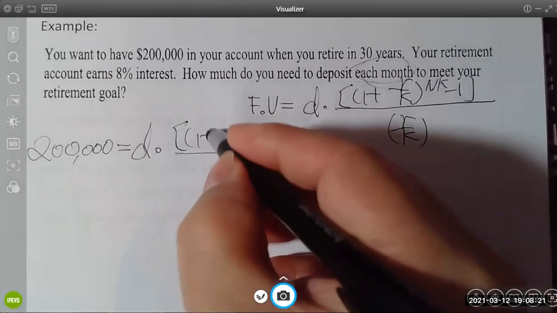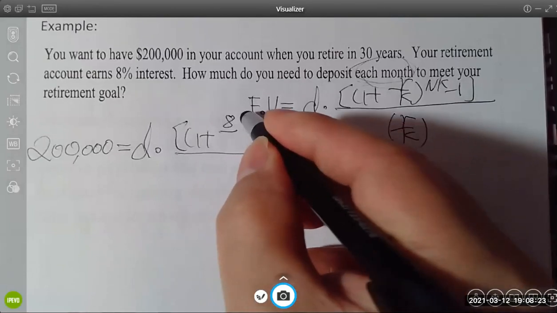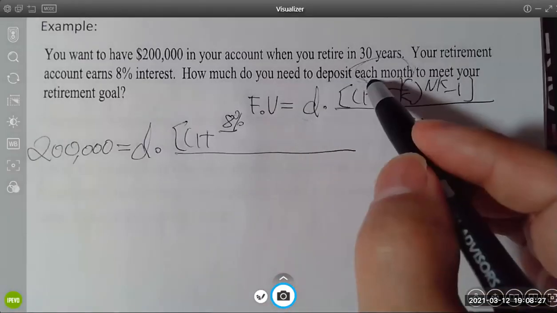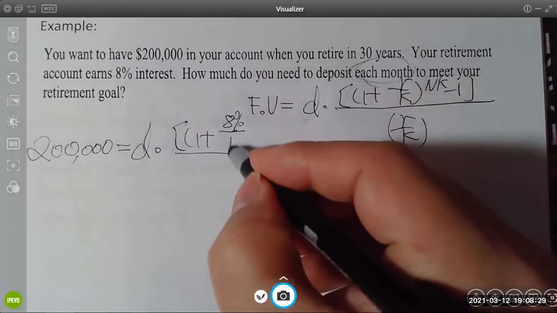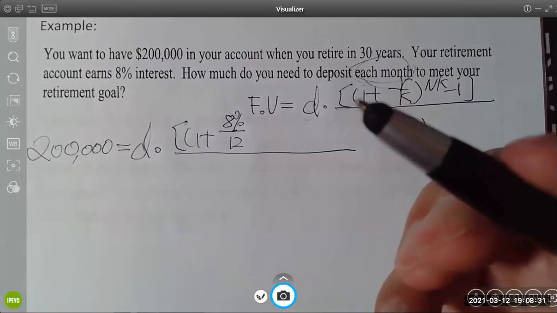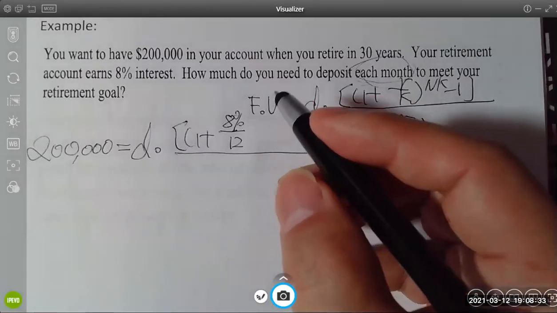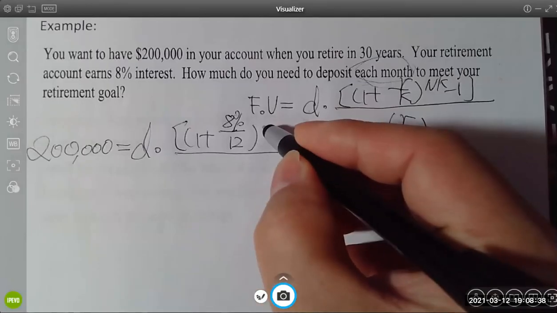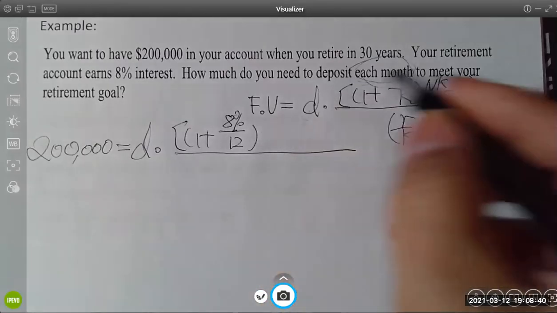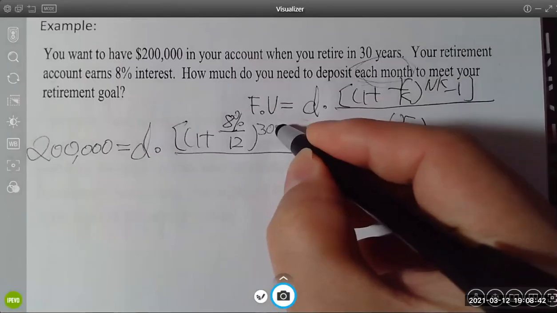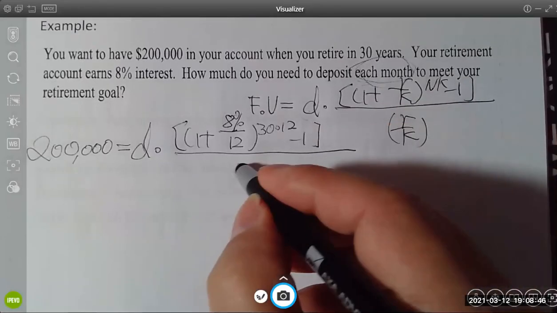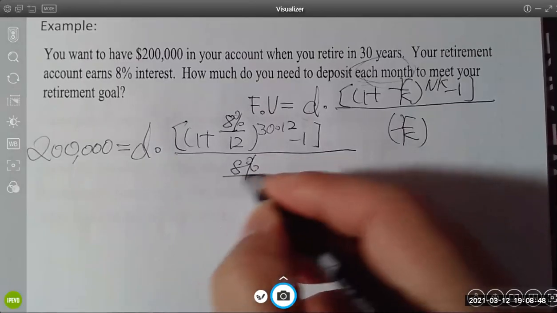1 plus interest rate is 8%. And you deposit each month, so K is 12. Again, the frequency at which you deposit money is the same frequency that your account is compounded, always. NK is time in years, that's 30, and K is 12. K is 12 minus 1. And we get 8% over 12.